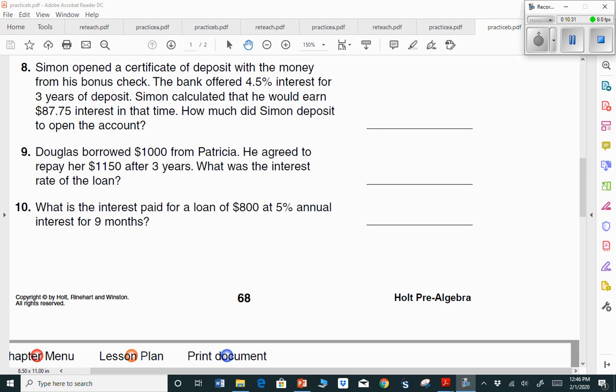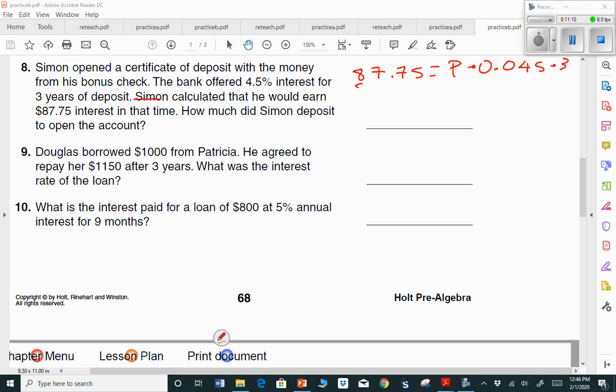So in any case, 4.5% for 3 years. And then it says Simon calculated that he would earn $87.75 interest in that time. How much did Simon deposit to open the account? So again, P, the principal, the starting amount, is the missing item. Interest is given at 87.75. P is unknown. Rate is 0.045, and time is 3.